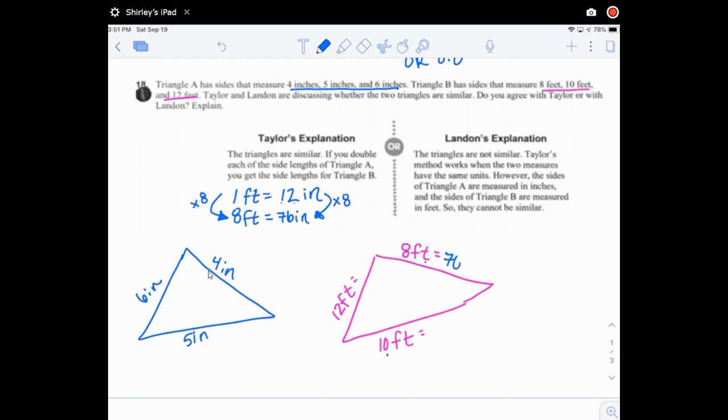So I'm going to use 76 inches here. I'm going to go ahead and do the same thing. Now I'm talking about 10 feet. My scale factor from 1 foot to 10 feet is 10. So I'm going to go ahead and multiply this by 10. And I get 120. And then I'm going to go ahead and do that same thing.